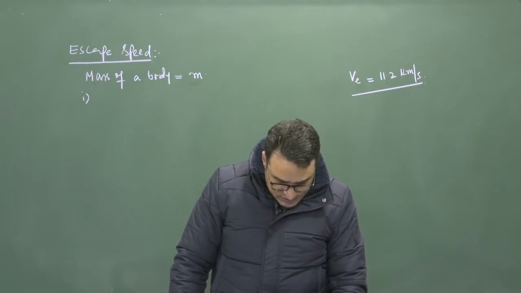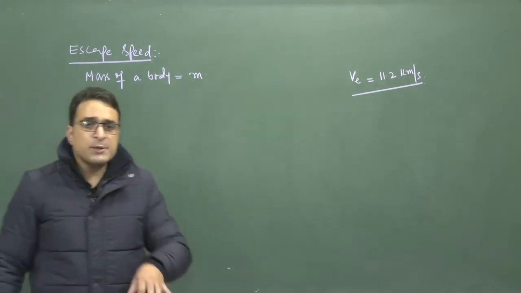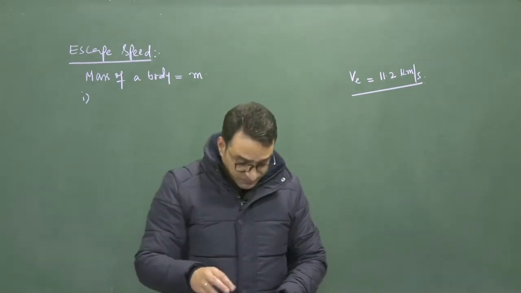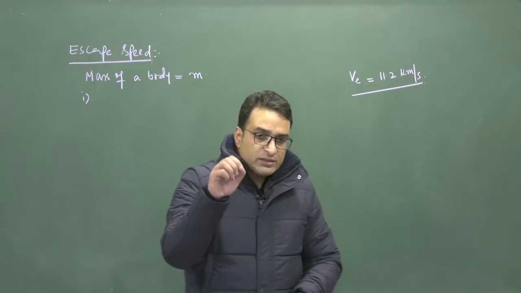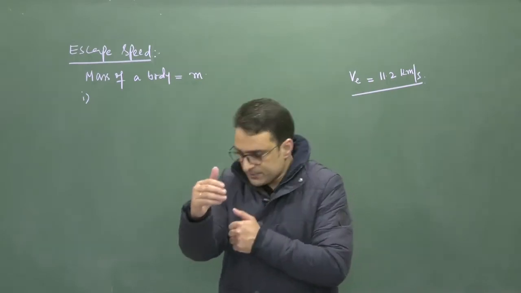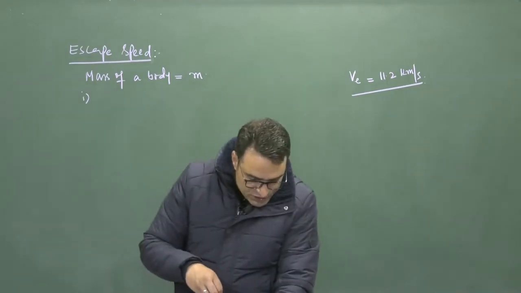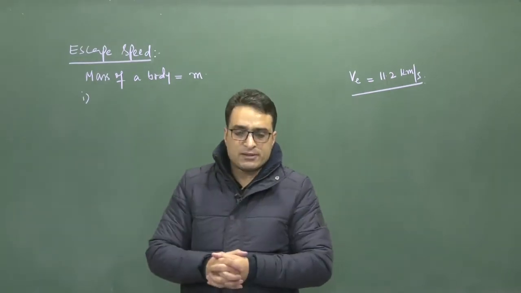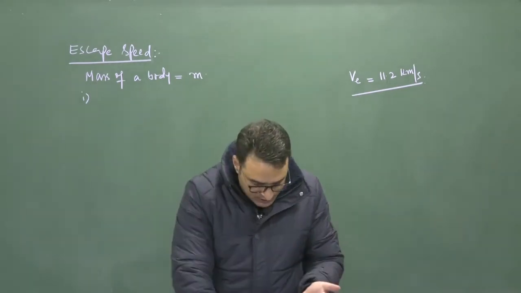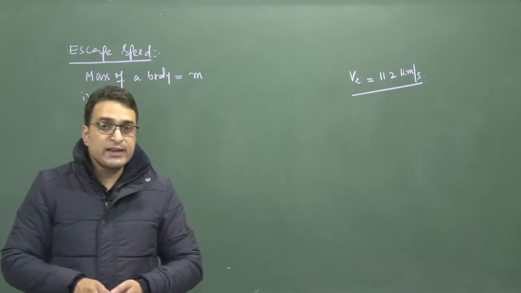Now, second assumption is the projectile just escapes the gravitational field of earth. It escapes the earth's gravity. That is, it stops after reaching an infinite distance from the earth. Now I will repeat. Second assumption is the projectile just escapes the gravitational field of earth. By this statement we mean the projectile or a body stops after reaching an infinite distance from the earth. This is second assumption.